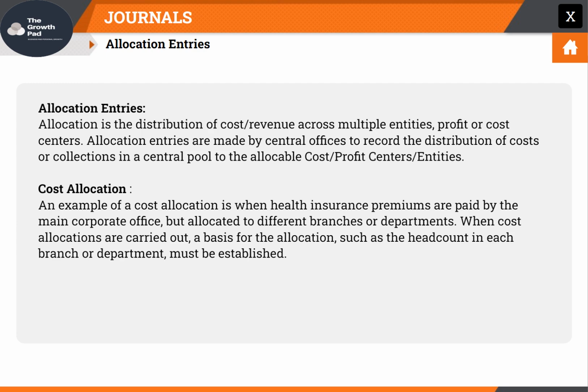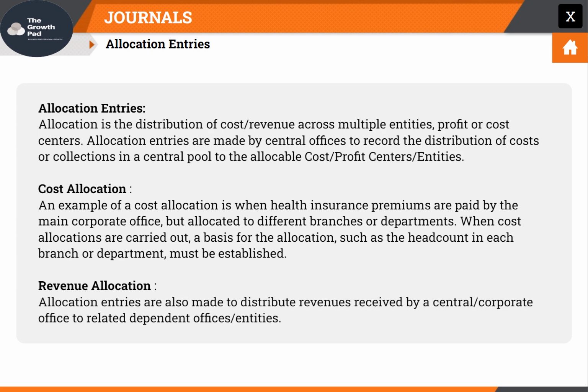When cost allocations are carried out, a basis for the allocation, such as the headcount in each branch or department, must be established. Revenue allocation. Allocation entries are also made to distribute revenues received by a central or corporate office to related dependent offices or entities.